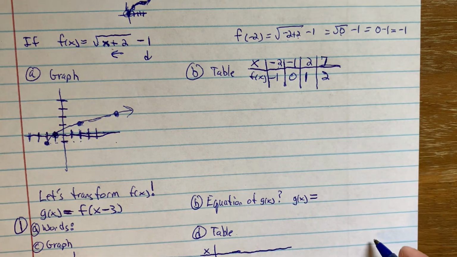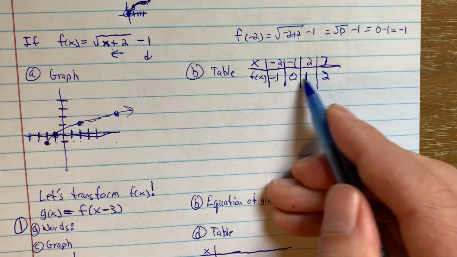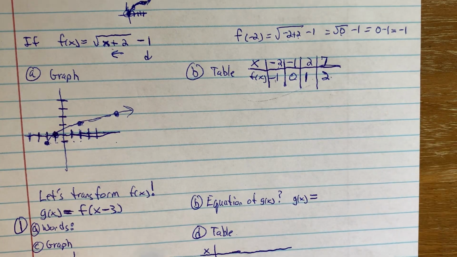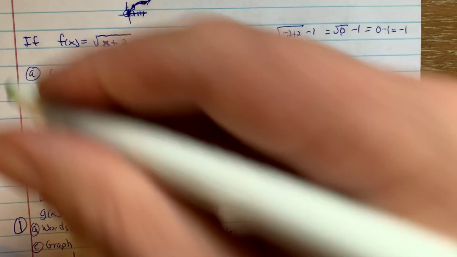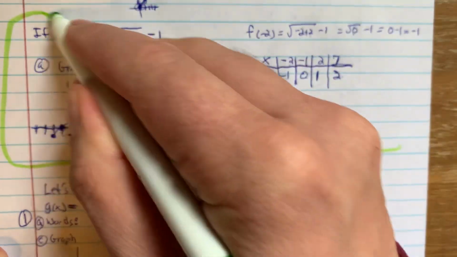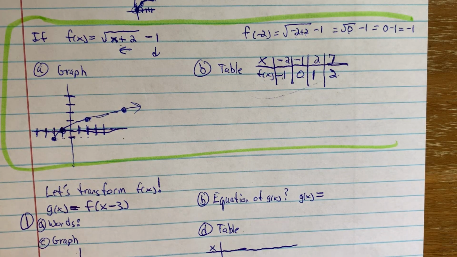And so the graph does show you a bunch of points at once, and it can make it a lot easier to do the table than just plugging in a bunch of numbers over and over again. So this is our original function, and we're going to be transforming it in just a second. Let's transform it.